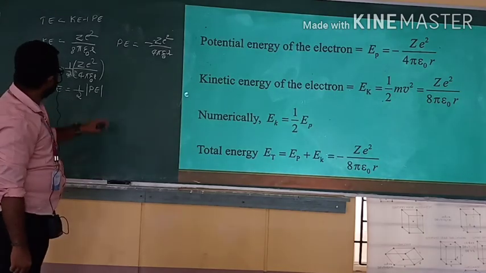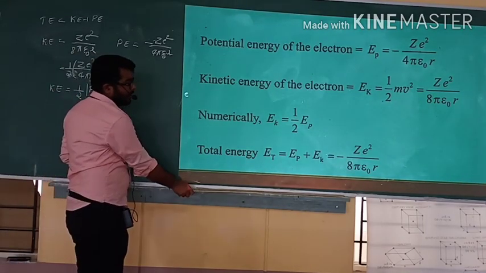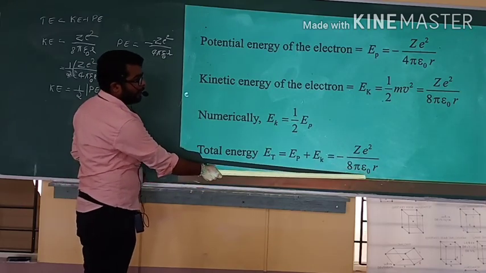Then the total energy. So when we substitute for the total energy, you can see here it is minus Z square divided by 8 pi epsilon R.